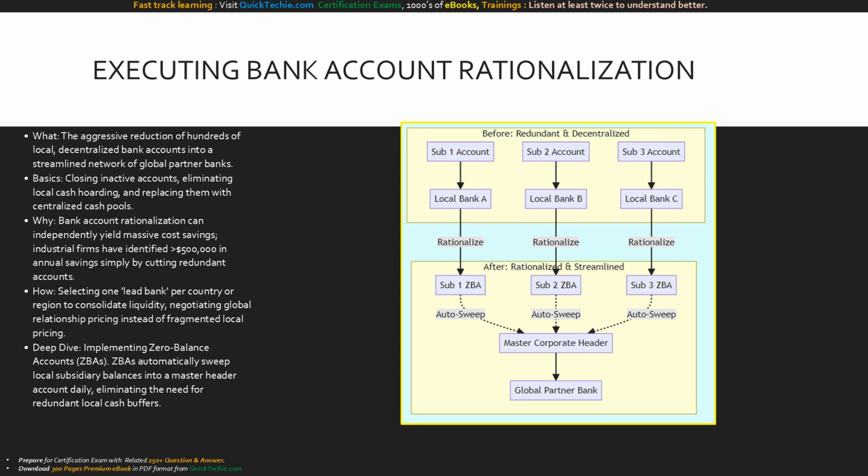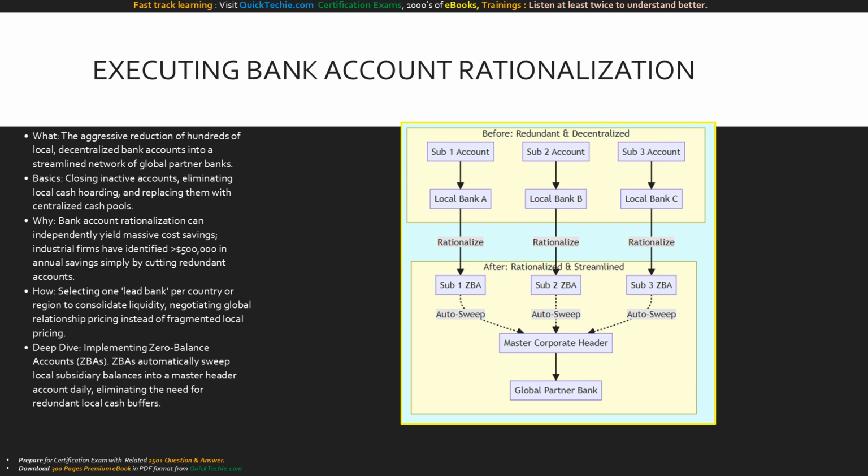Diving deeper, the technical solution to replace these accounts is the Zero Balance Account, or ZBA. By setting up ZBAs, local entities can still process daily payments, but at the end of the day, every single dollar is automatically swept into a master corporate header account. The redundancy is gone, and liquidity is 100% centralized.